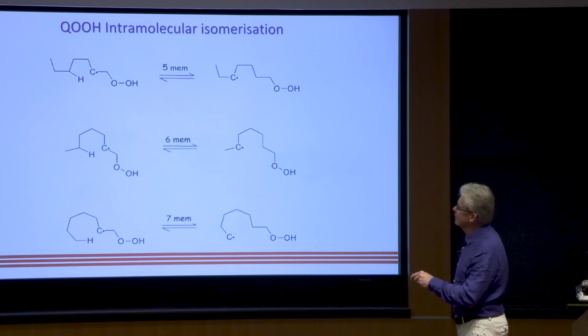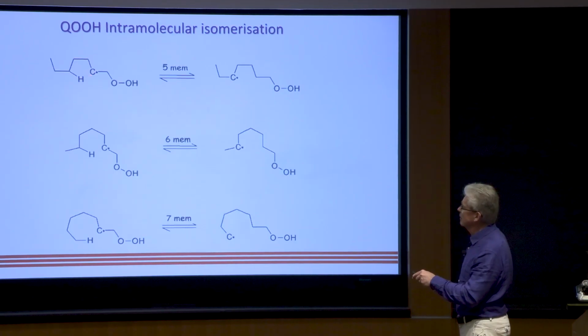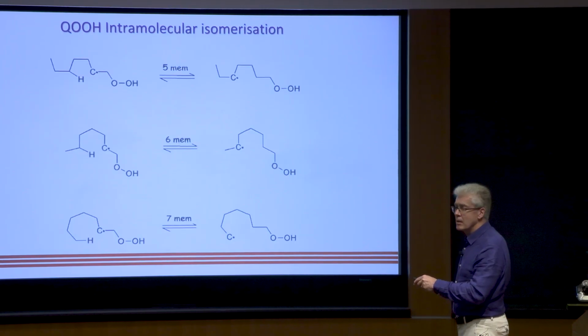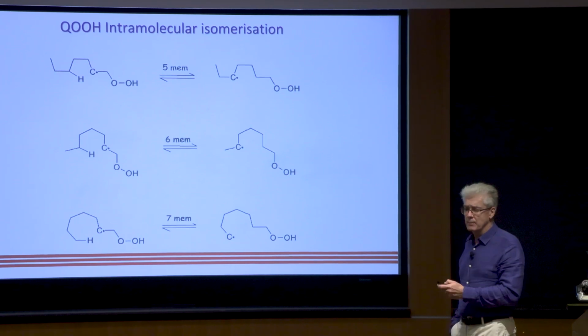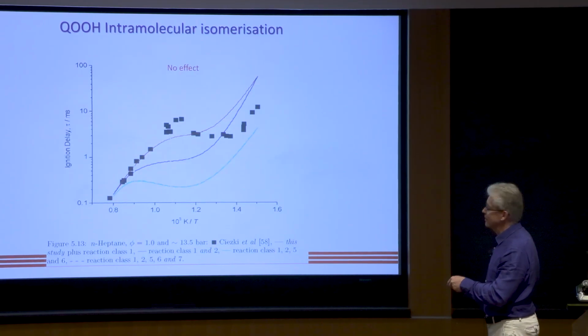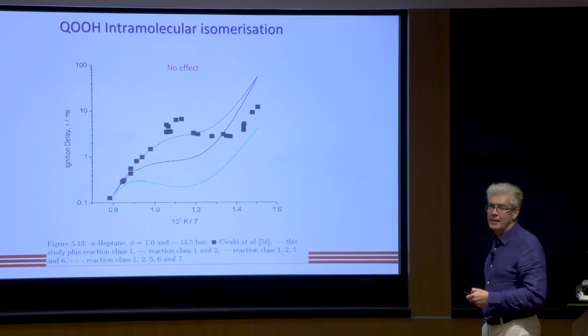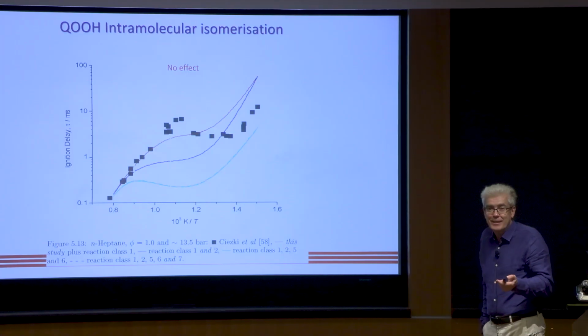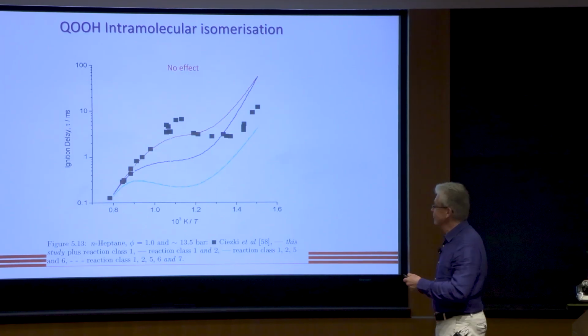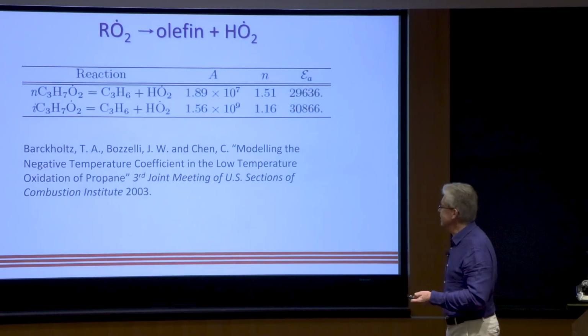Okay, there are other things we did too. So the hydroperoxy alkyl radical, we can have intramolecular isomerization of one radical to another in the chain here. So we added those into the mechanism as well. And actually it made no difference. It stuck on the green line. So that didn't seem to make any difference to the mechanism. So that was something that we hadn't done, that when we did it, it didn't make much difference.